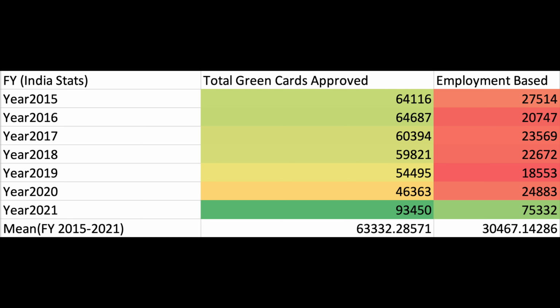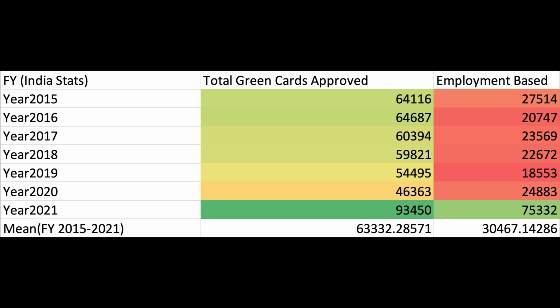A table will be on your screen, and that table is basically telling us that from year 2015 till year 2021, how many total green cards were approved for Indian citizens and how many of them were employment based, right? Specifically in today's video, we are only looking at the numbers for India. If you're interested in the numbers from other countries, please drop a comment and I will make sure I go back and make a video for other countries, for example, Mexico, China, and so on. But today we'll only focus on India.